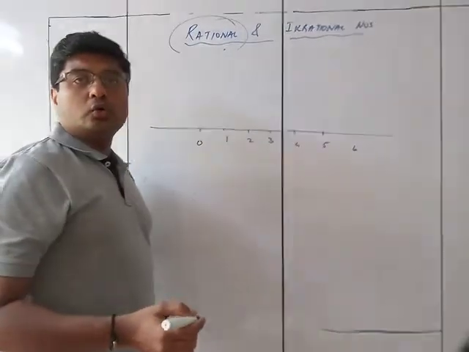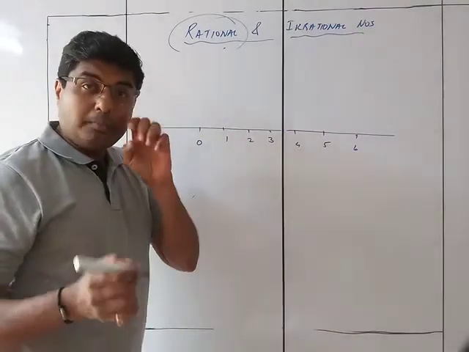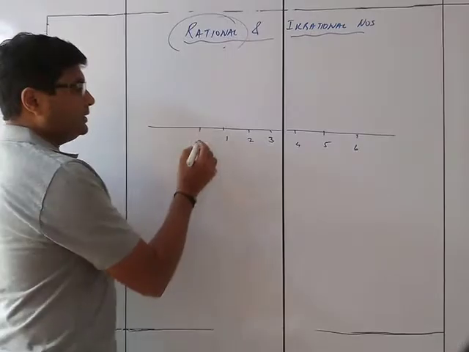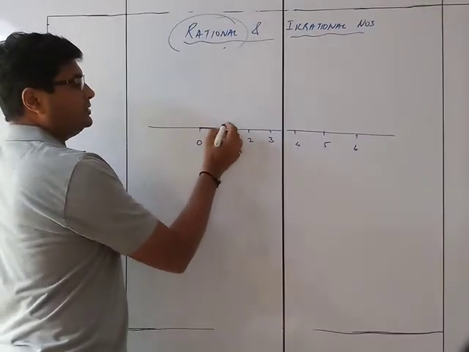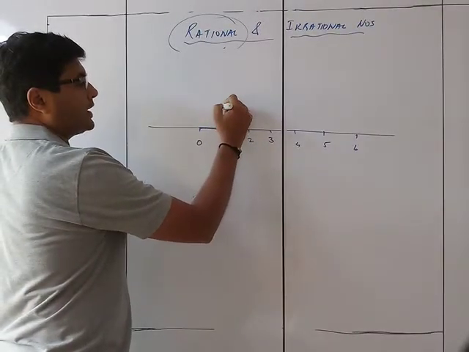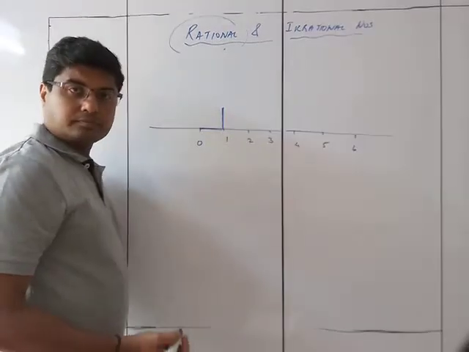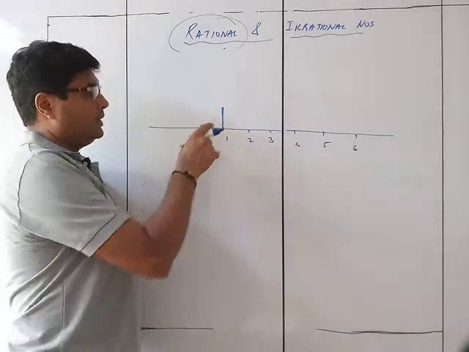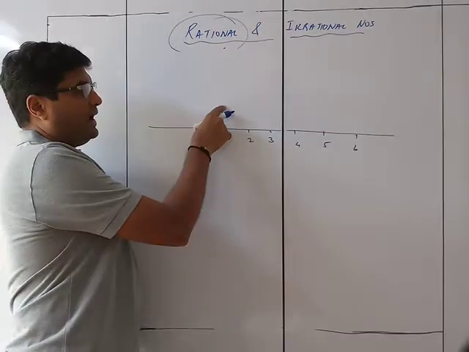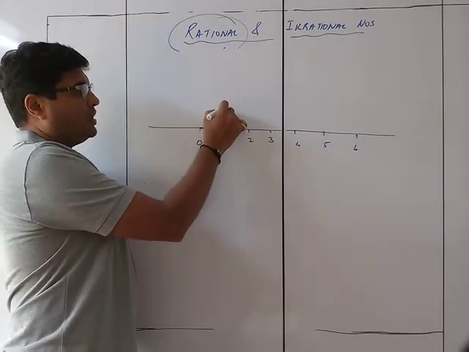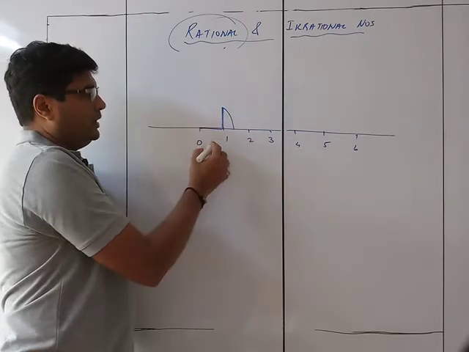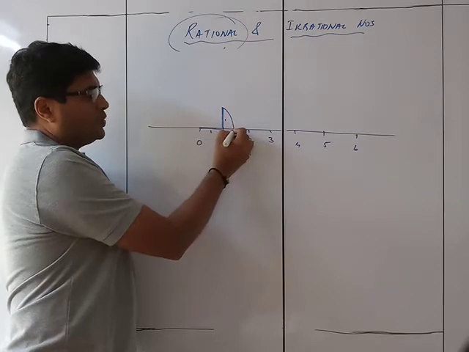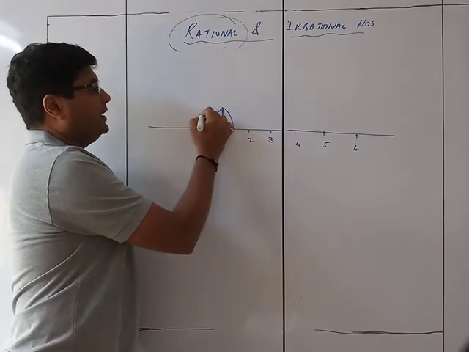Now, if I want to mark root 2 on a number line, I know that this distance is 1 centimeter, so I'll draw 1 centimeter over here like this. Then I will take a compass, take this much as the radius, and draw a curve like this, from here to here. So then this is 1, this is 1. So this distance over here is root 2.